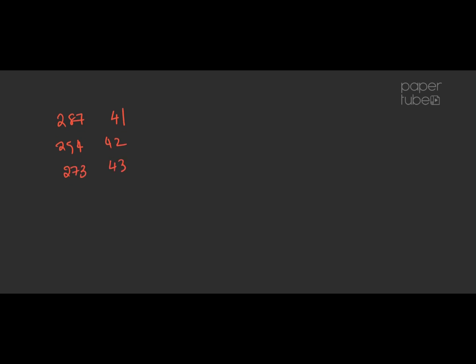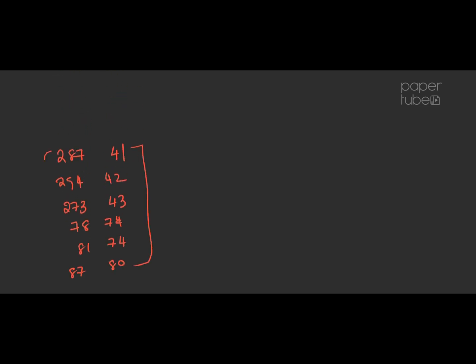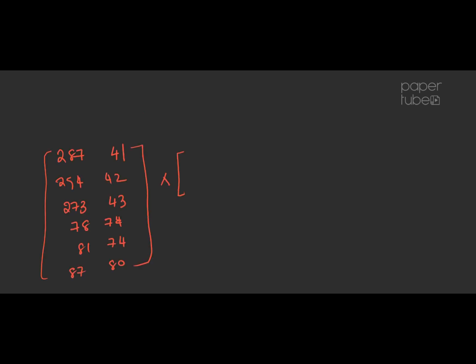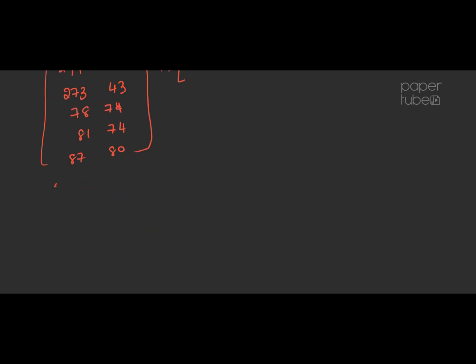273, 43, 78, 74, 81, 74, 87, 80. So that's your actual data set. You multiply by your eigenvector. So your eigenvector is 0.986 minus 0.164. So you have to multiply them. So I'm going to do it now.